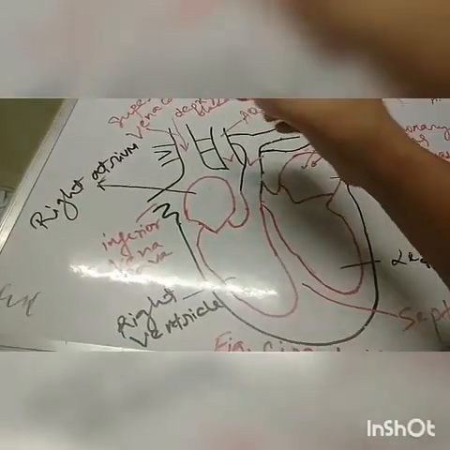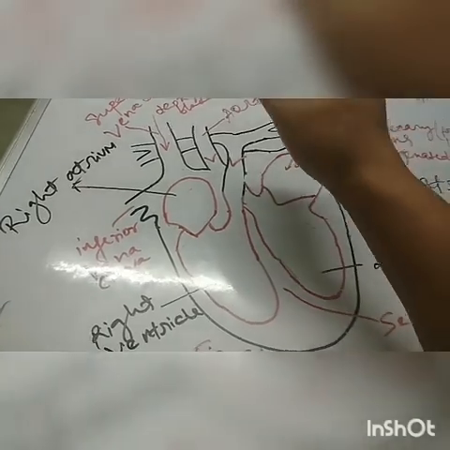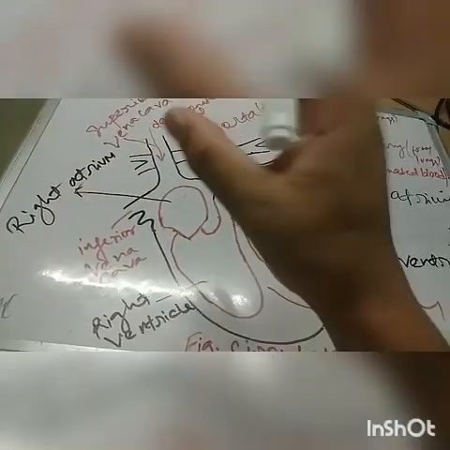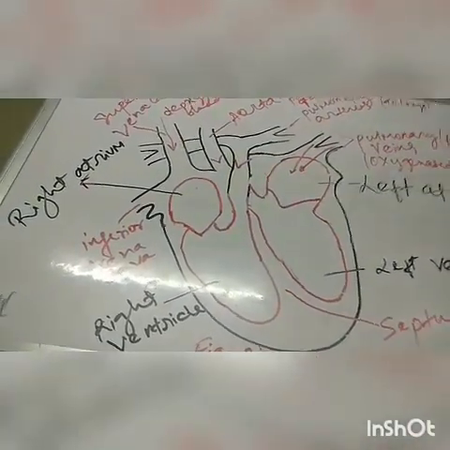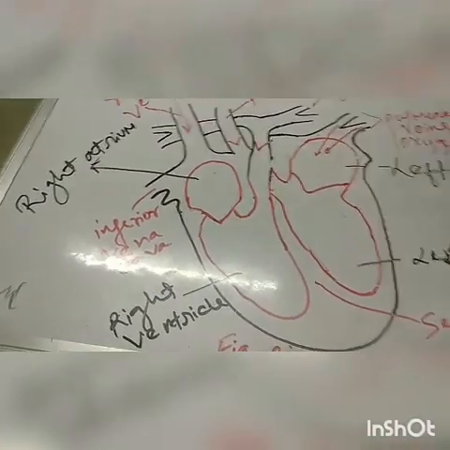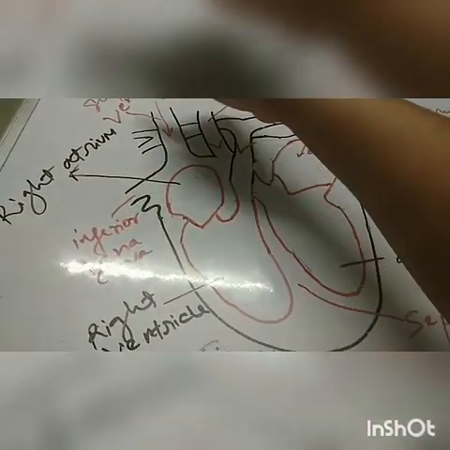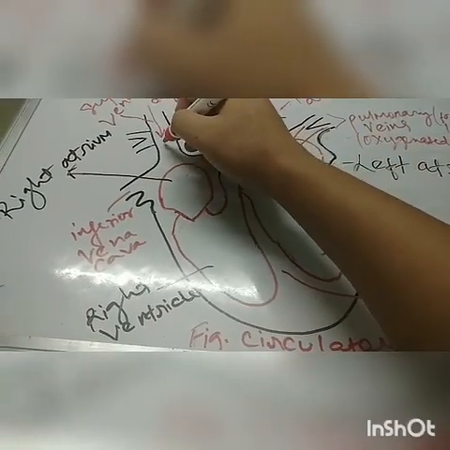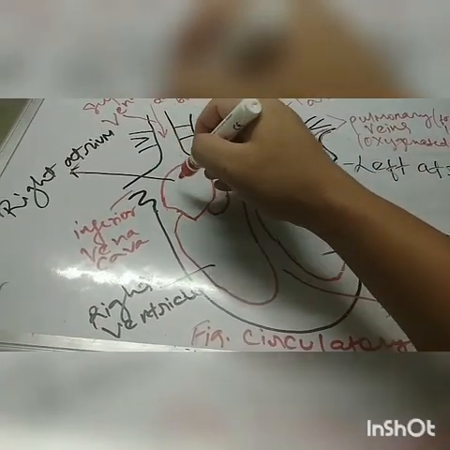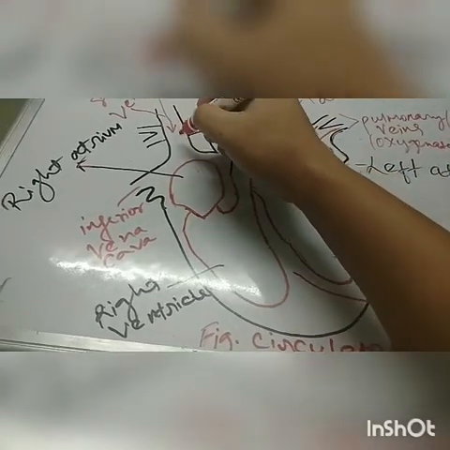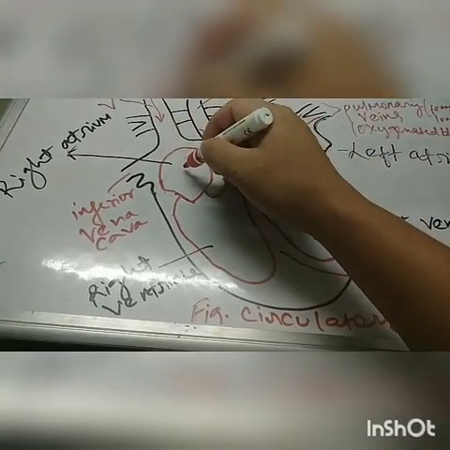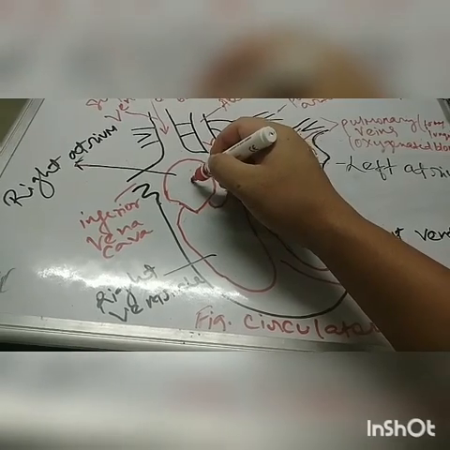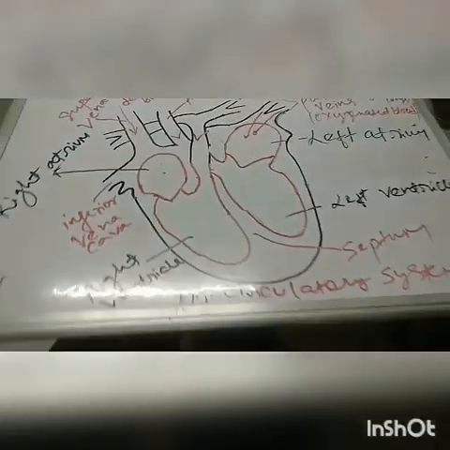Before that, deoxygenated blood means blood which does not contain oxygen, right? Keep that in mind. So the superior and inferior vena cava bring deoxygenated blood, and they pour the deoxygenated blood into the right atrium, right?